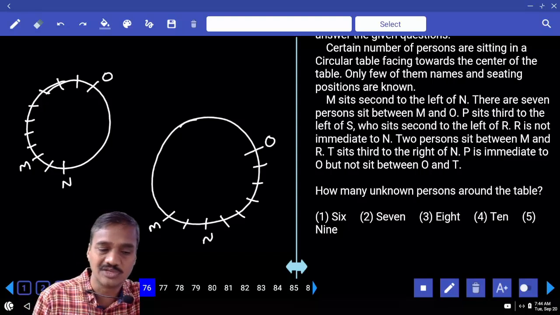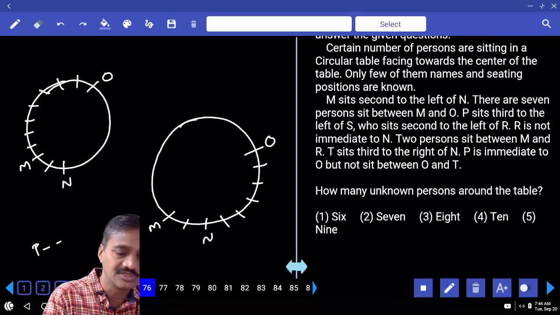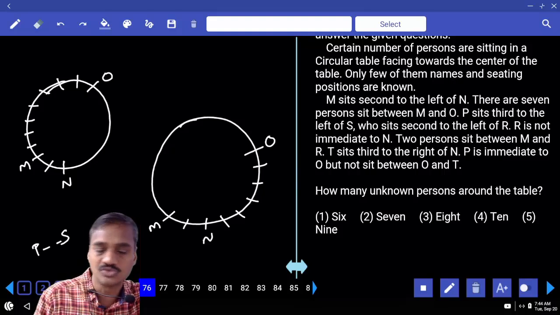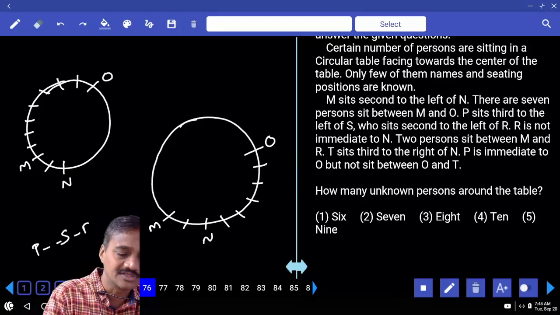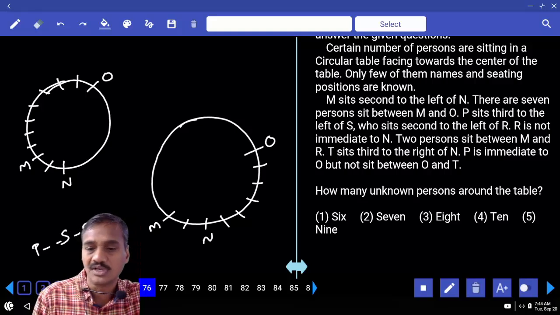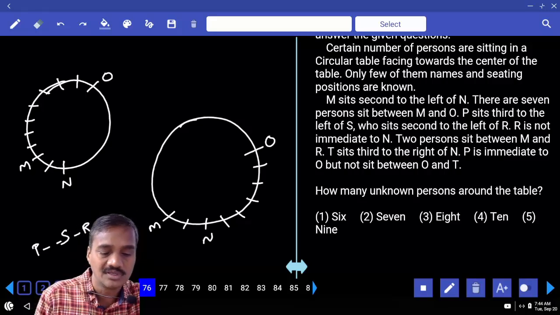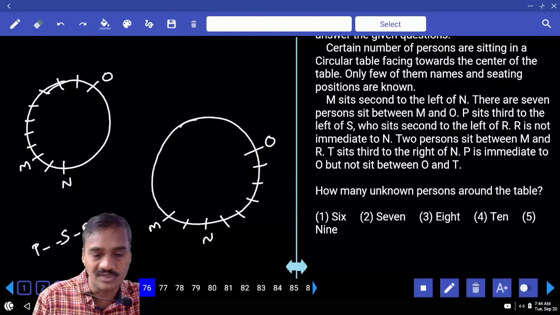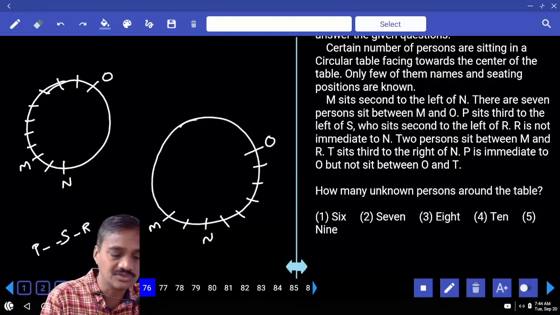P is seated third to the left of S. S is seated second to the left of R. R is not an immediate neighbor of N. R and N are not adjacent to each other.